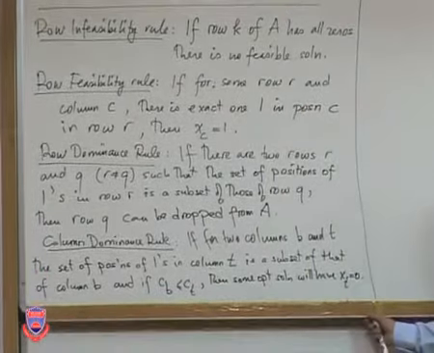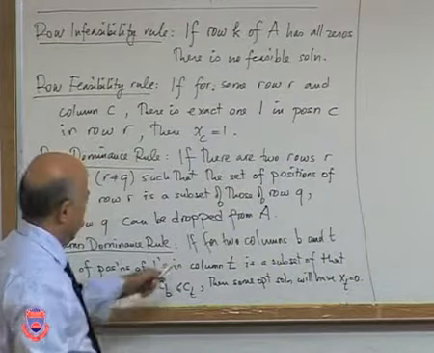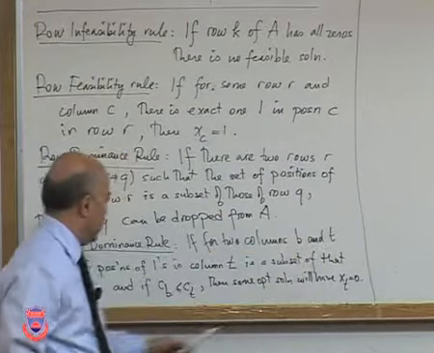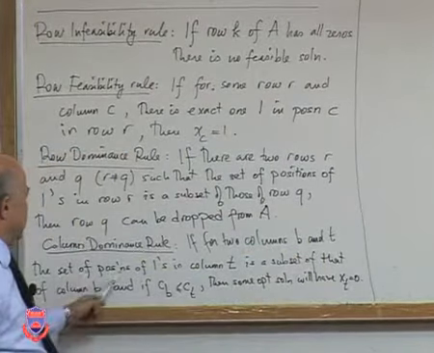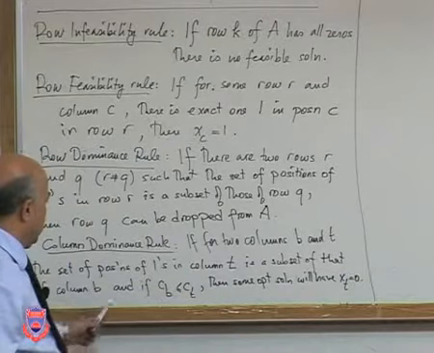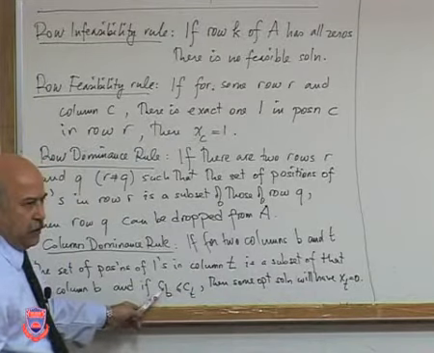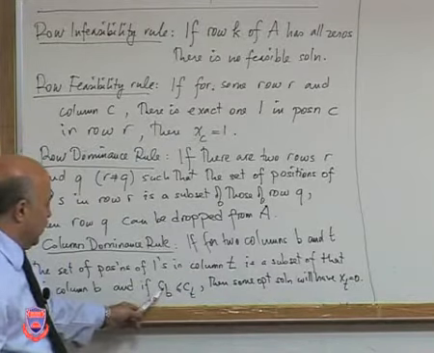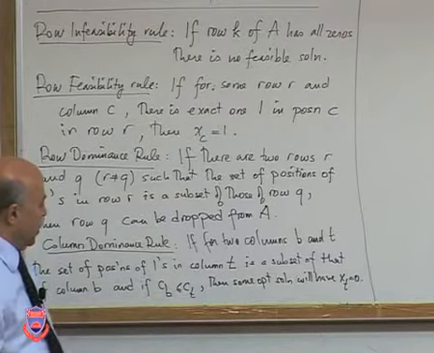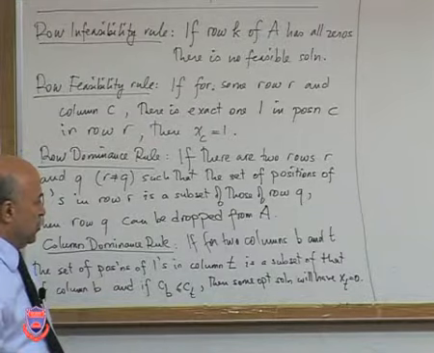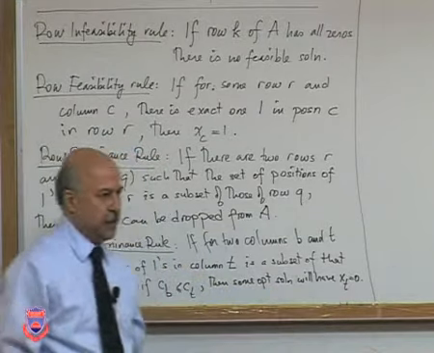Column dominance rule: if for two columns B and T, the set of positions of ones in column T is a subset of that of column B, and if the cost associated with variable B, or column B, is not larger than the cost of T, then there will be at least one optimum solution where xT is 0.